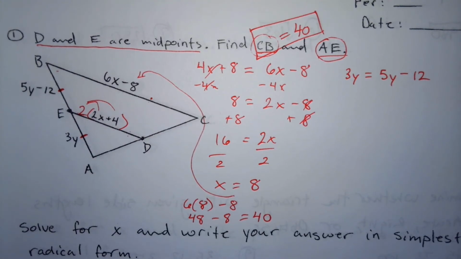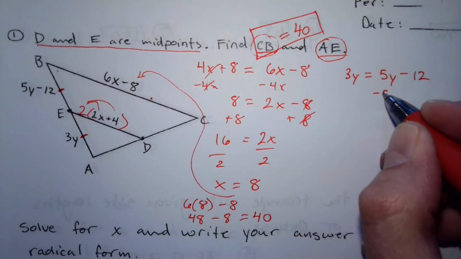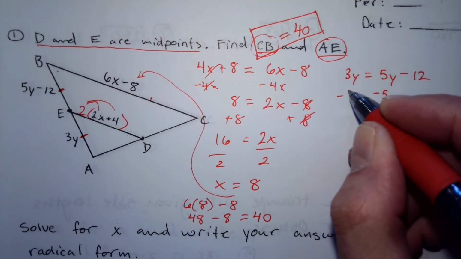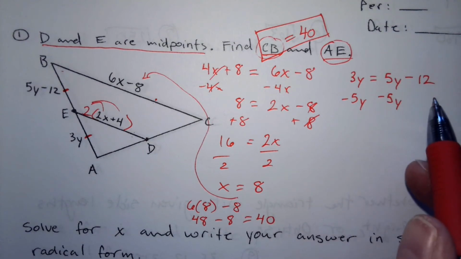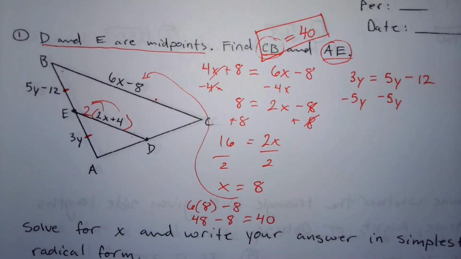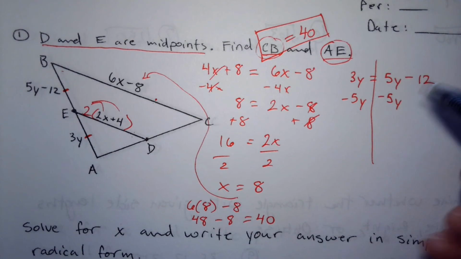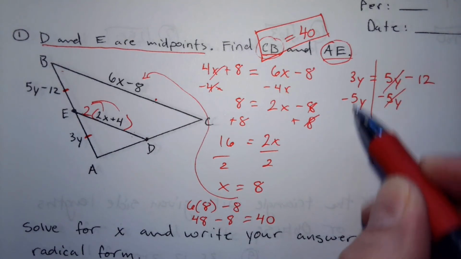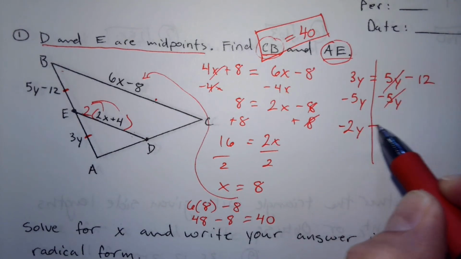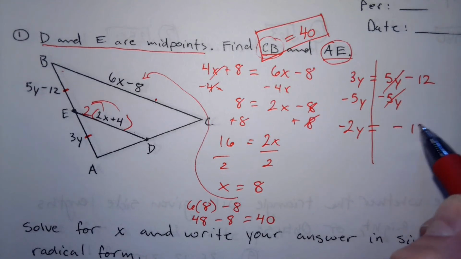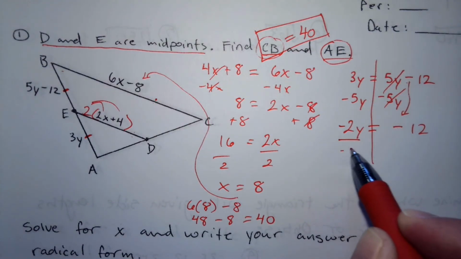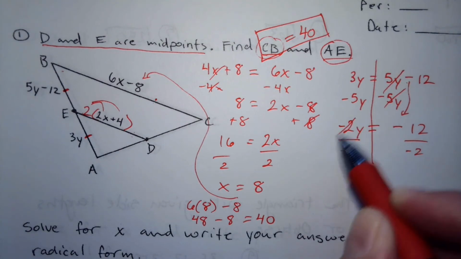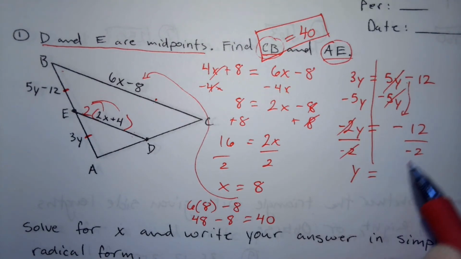And then solve this. So I would subtract 5y to both sides. I already have my number on the right side, so I'm going to get my variables to the left side. I want to get them on opposite sides of the equal sign. So that goes away. I have negative 2y equals negative 12. Don't forget the negative. Divide by negative 2. Y equals negative divided by negative is a positive 6.